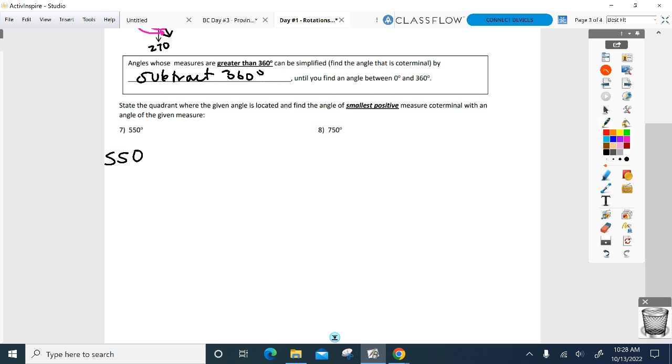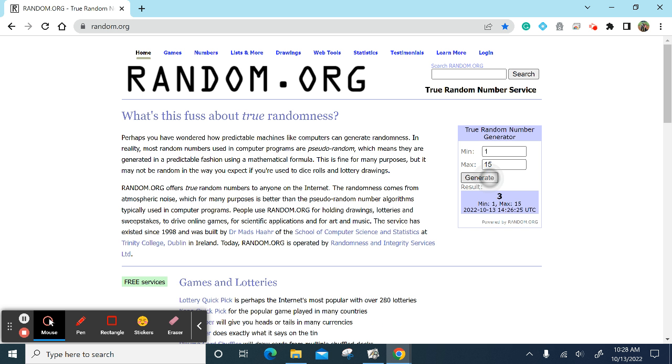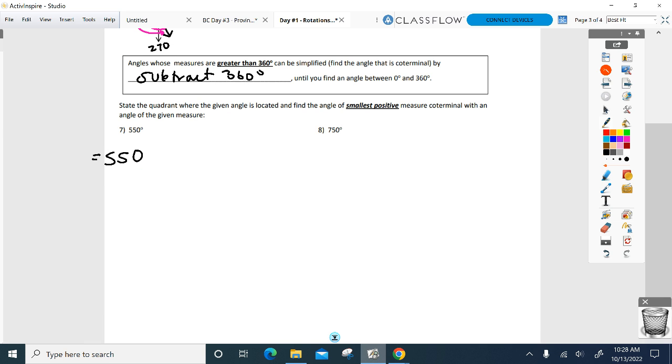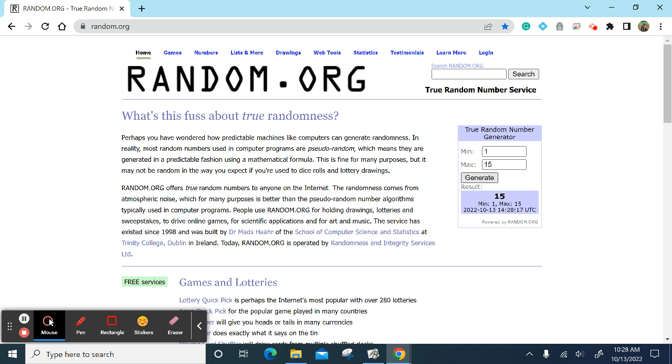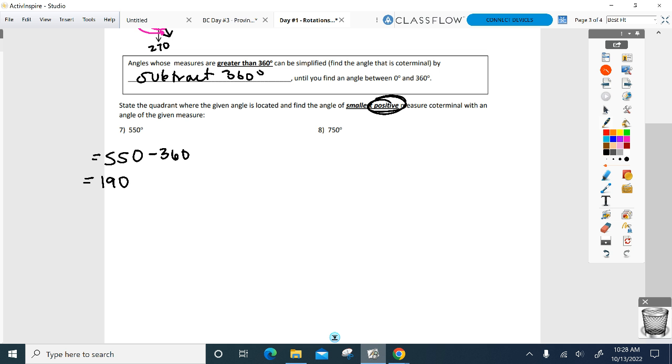All right, so what's your first move now? What are you doing with 550 for me? Subtract 360. Let me know what you get there. 190. Should I keep subtracting 360? Why stop here? Why not do it again? It's going to go negative. Correct, and I'm looking for the smallest positive one. If I do it again, it'll be negative. So I'm at 190. What quadrant does that put me in? Quad 3. Good.